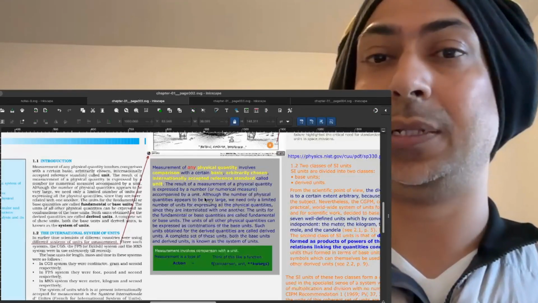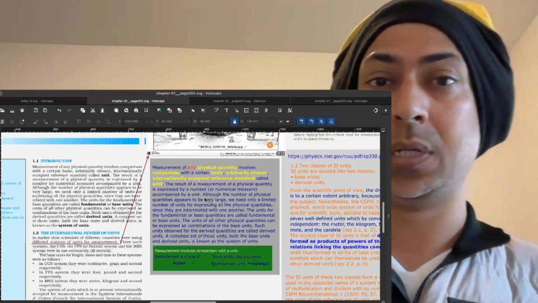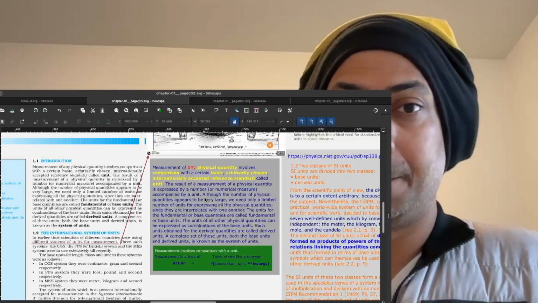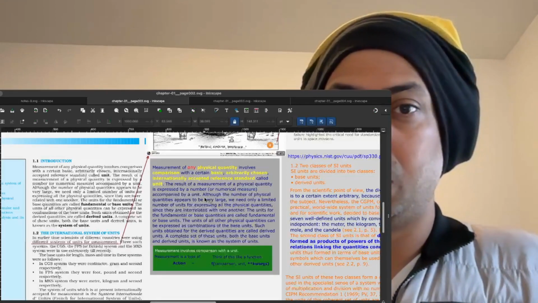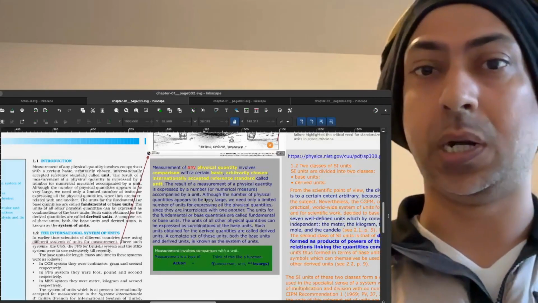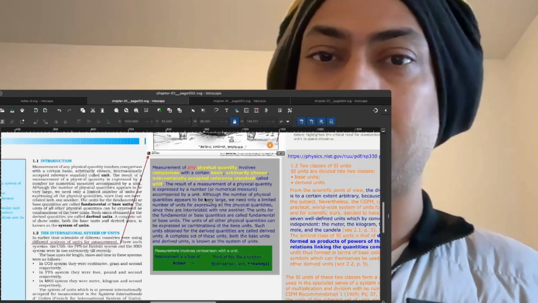So rightly said in the previous class, Akash, 10 meter. 10 is a number, meter is a unit. So that's a good example. 100 kilometer. 100 is a number, kilometer is a unit.